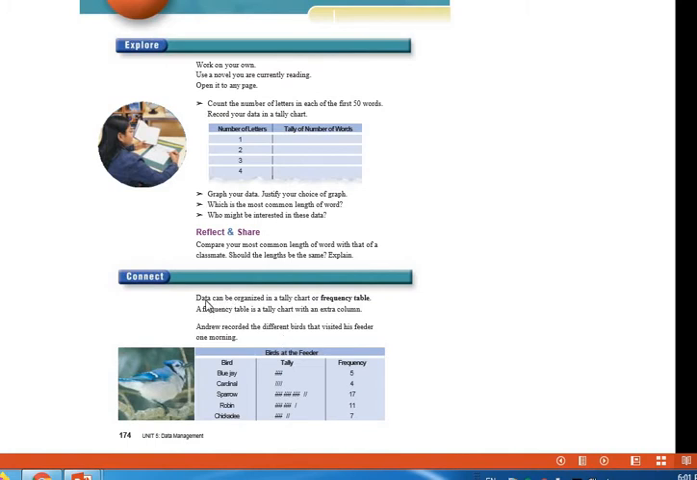Okay, here I have data can be organized in a tally chart or frequency table. A frequency table is what? A tally chart, as we know the tally chart, with an extra column here. So this is called a frequency table. A tally chart plus an extra column. So it's called now a frequency table.